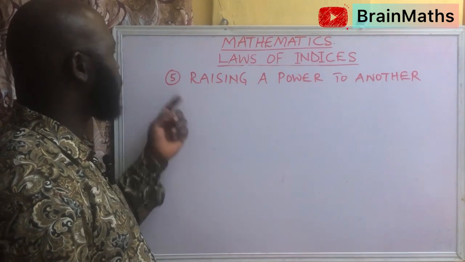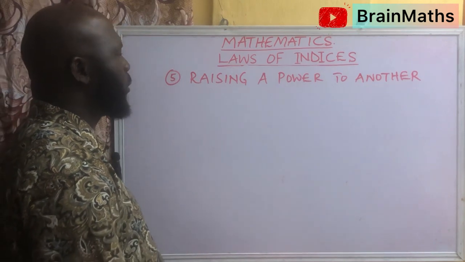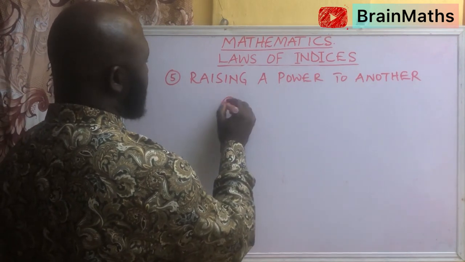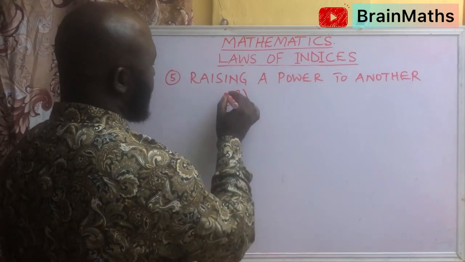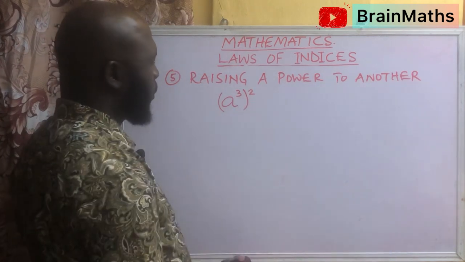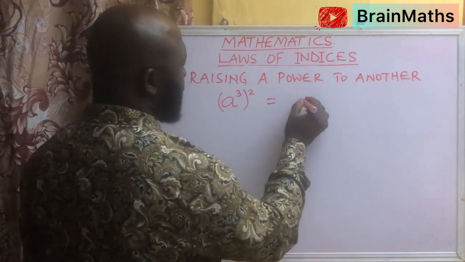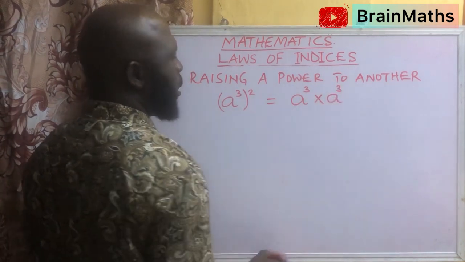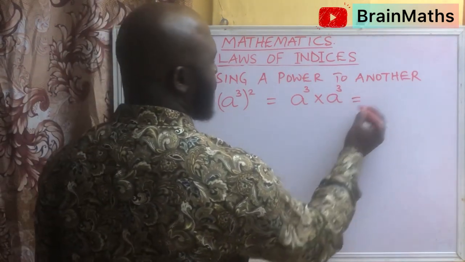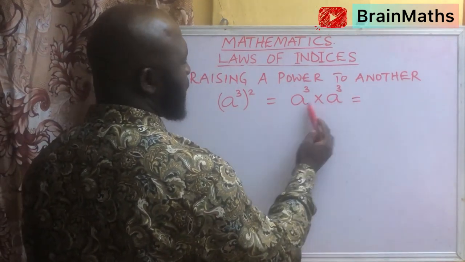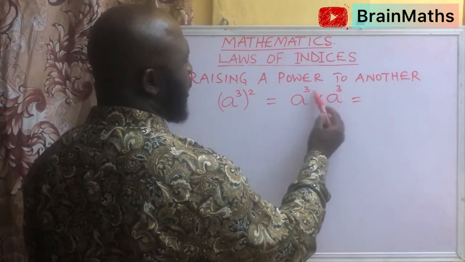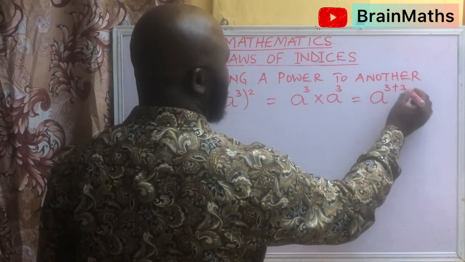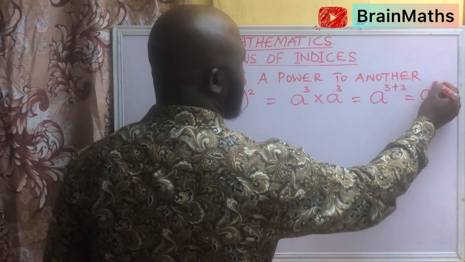So the first one, which is rule number 5 that we'll be looking at in this video, is raising a power to another power. For instance, if you have a raised to power 3, multiplied by 2. The expansion of this means a raised to power 3 times a raised to power 3. And going by the previous law that says whenever we have the same base having different powers, we can take one of the bases and then add the powers together, and that will give us a raised to power 6.